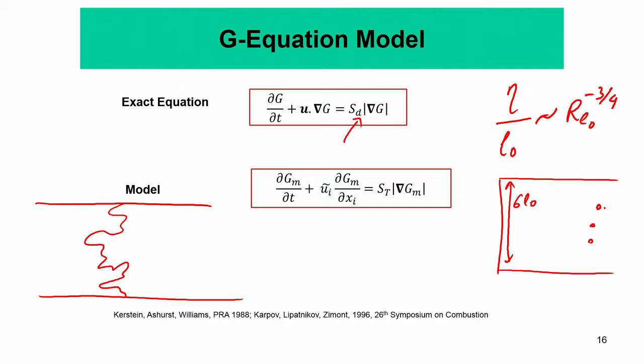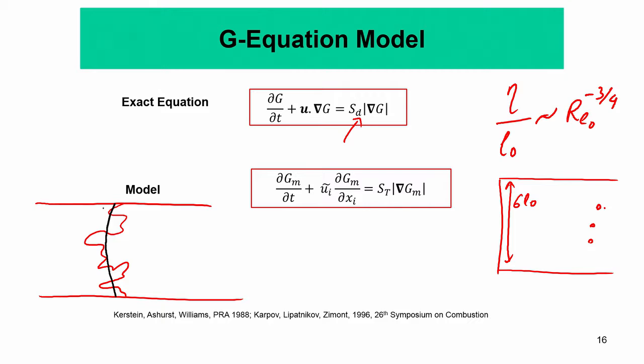Okay. So one of these models, proposed by Karpov, Lipatnikov and Zimont about 20 years ago, was the mean flame surface propagation. This is not the average, but what it tries to say is that I do not have the grid resolution to simulate all these small scales. So I will have a mean flame surface, which can be considered to be essentially the average location of all these instantaneous flame surfaces. On average, of course, this flame surface will fluctuate around this mean.